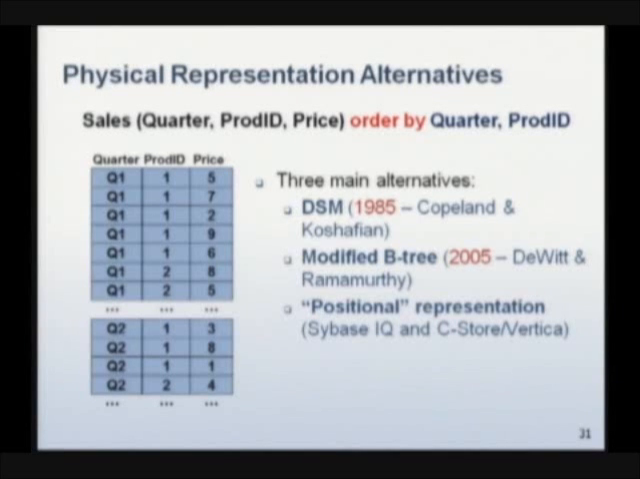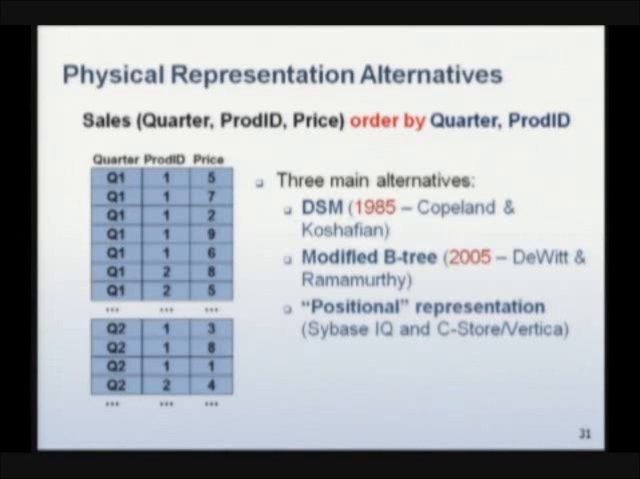Now I've changed the example a little bit. So now I have a sales table that has just 3 columns to illustrate these next ideas: quarter, product ID, price. And I've taken this table and I've sorted it by quarter and product ID. And I'd like to talk about 3 alternatives that have been proposed. There are more alternatives than this out there in the literature. I'm going to talk about one that a student of mine and I proposed in a paper in 2005. But the earliest paper describing this goes back to the '70s, and then a paper in '85, and that was something called DSM, or decomposed storage model.